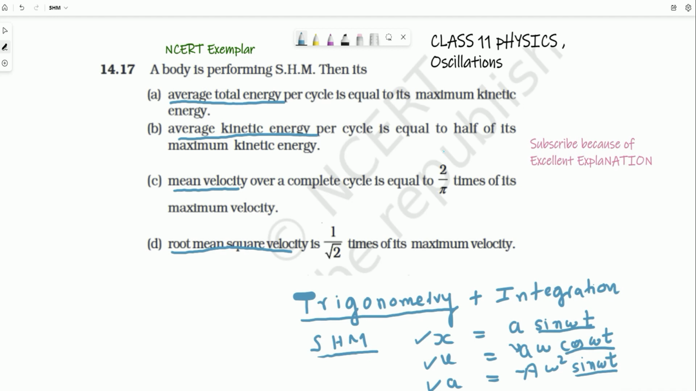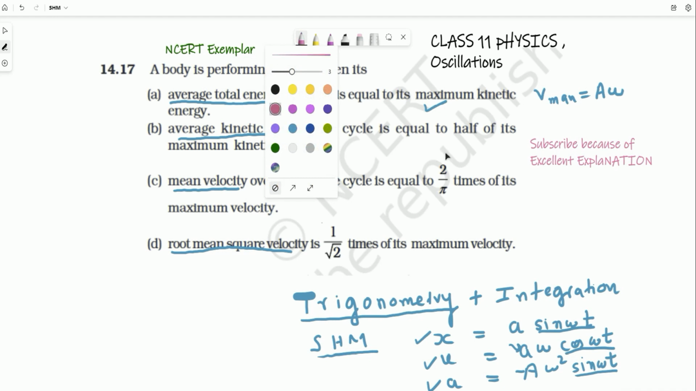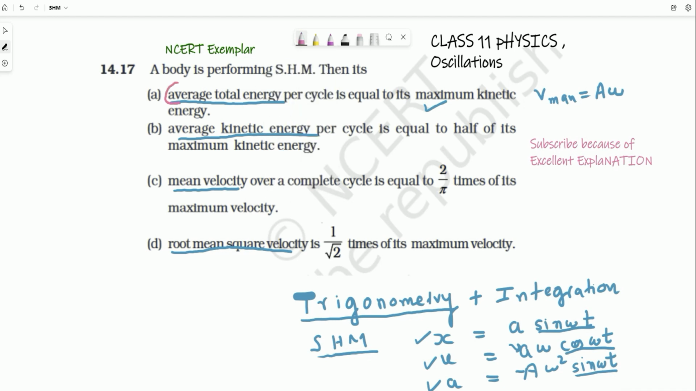A class 11 student who's studying oscillations understands the maximum kinetic energy. They understand what is V max. It is equal to A omega. But what they don't understand are these concepts, which I'm going to highlight. The concept of average is not understood by them. The concept of mean is not understood by them. And what is the meaning of the word root mean square velocity is a problem to them. So class 11 students struggle in this area, and that is why I have prepared this video to make your life simple if you're a class 11 student and you don't understand this.